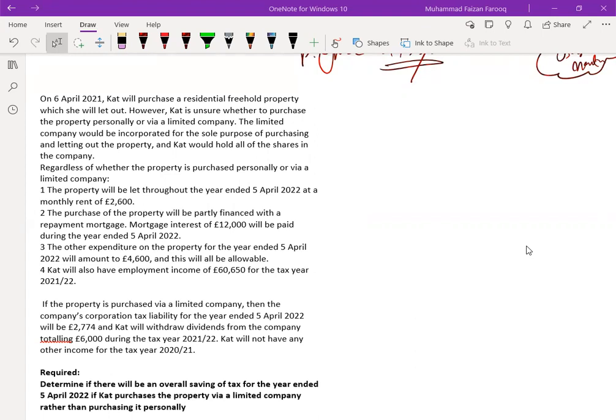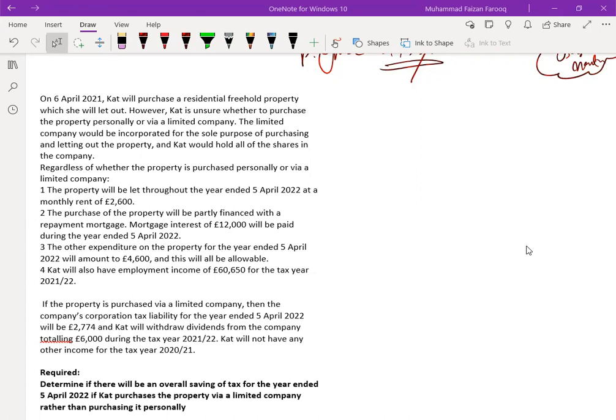Question 3 usually has this type of questions, which you can call tax planning questions. Tax planning is not a chapter. We don't have any separate chapter called tax planning, but tax planning comes from the topics we already learned. So how to tackle it? First of all, understanding the requirement is the key for this question.